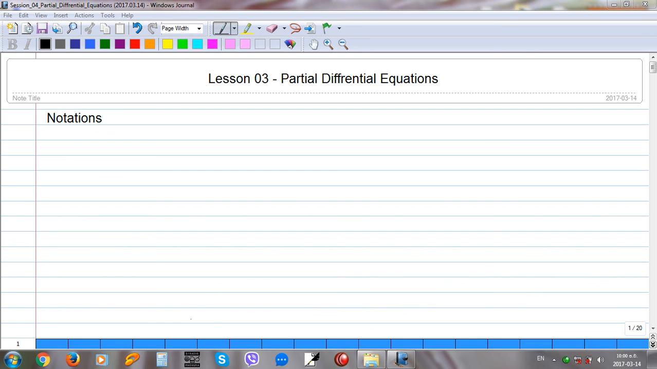MAT 3531 Differential Equations 2, Lesson 3: Partial Differential Equations. First of all, we have to learn some notations.